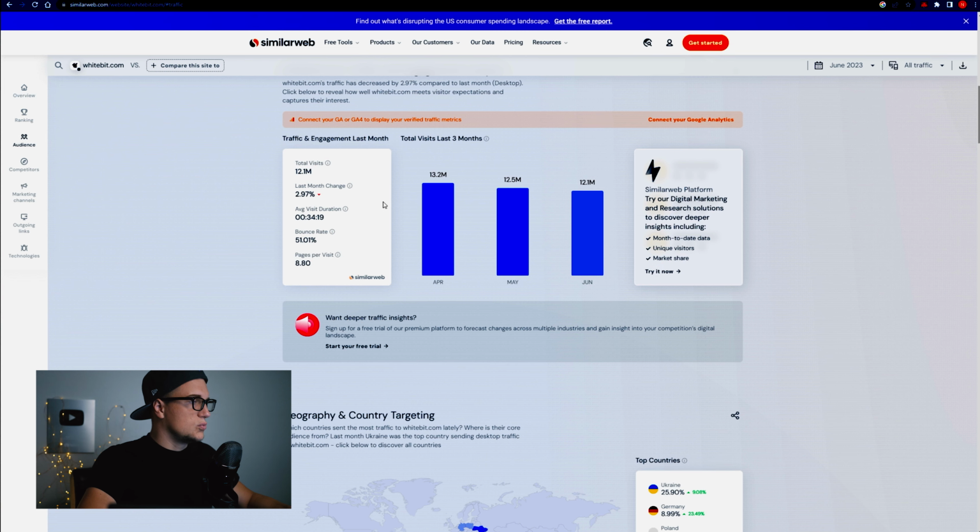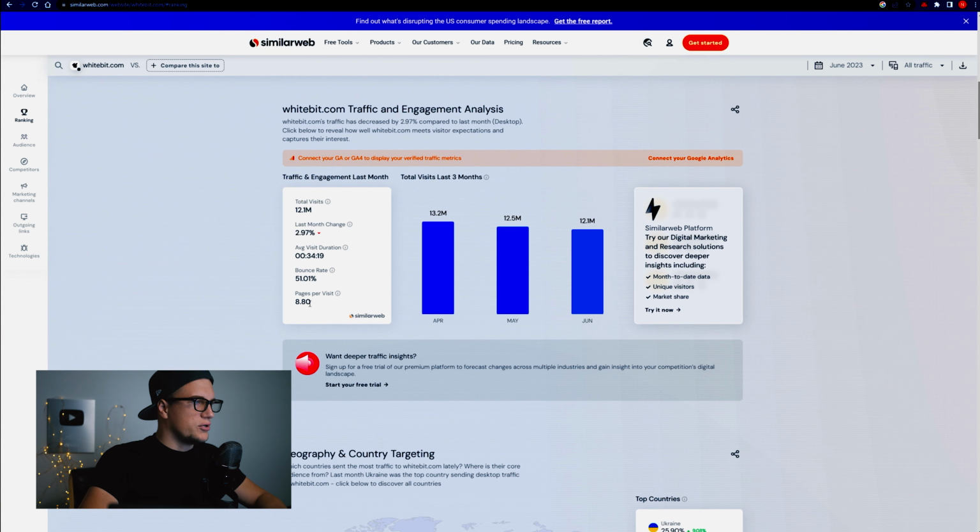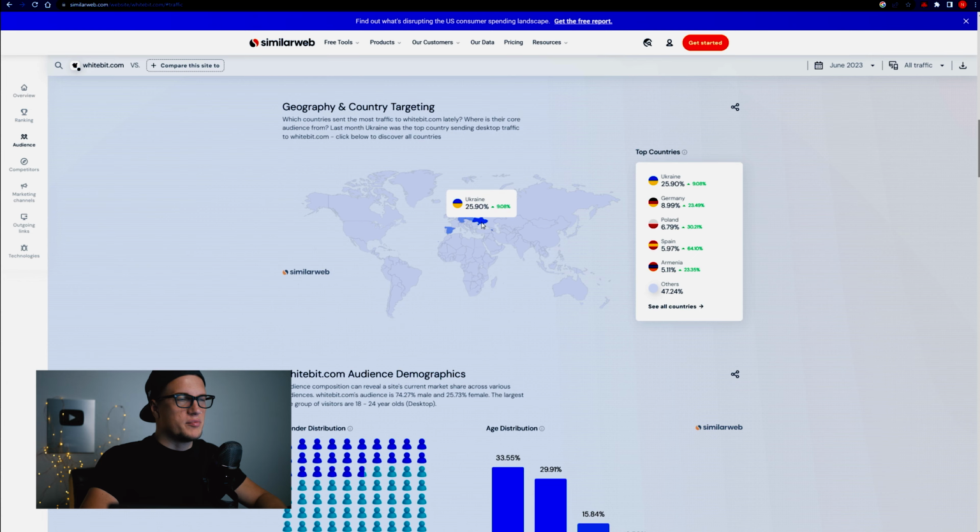Upbit. Ooh, average visit duration 34 minutes. That looks like a lot. 8.8 pages per visit. It seems like this exchange is extremely popular in Ukraine.